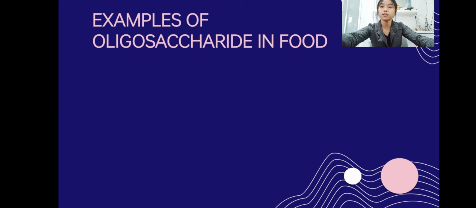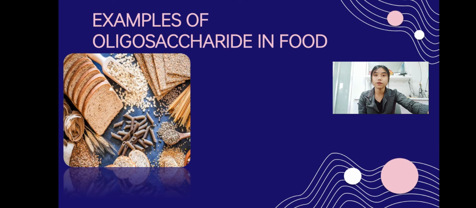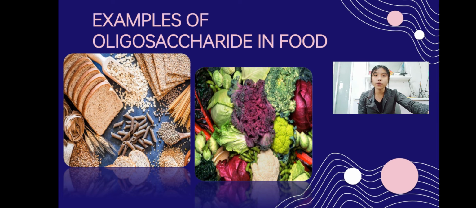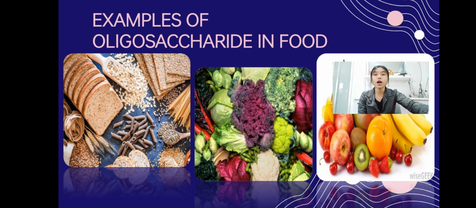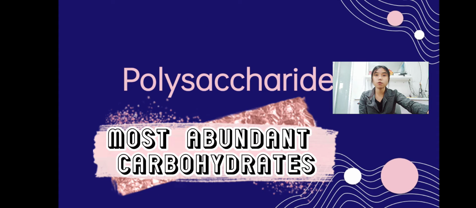So, proceed. Next, we have here the examples of oligosaccharides that can be found in the food that we take: whole wheat, cruciferous vegetables such as broccoli, cauliflower, and so on. Then other foods such as nuts, raspberries, and so on. So next, we have here the polysaccharides. Polysaccharides are the most abundant carbohydrate found in food.